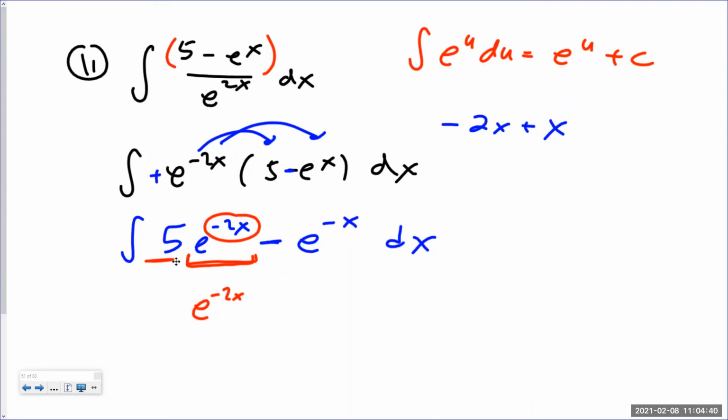What's the derivative of negative 2x? Negative 2. Do my x's cancel out? Yes, there are no x's. So I get negative 5/2 e to the negative x.